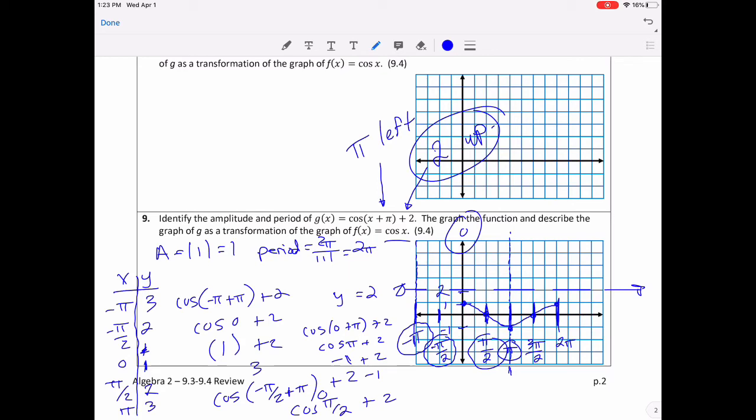Okay, let's graph it. All right, at negative pi, I'm up here at 3. At negative pi halves, I'm at 2 on my midline. At 0, I'm at 1. And then at pi halves, I'm at 2, back to my midline. And then at pi, I'm at 3. And then I want to go ahead and draw my shape, into the trough.